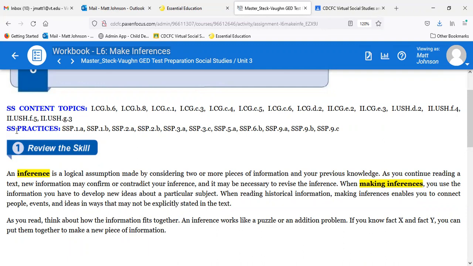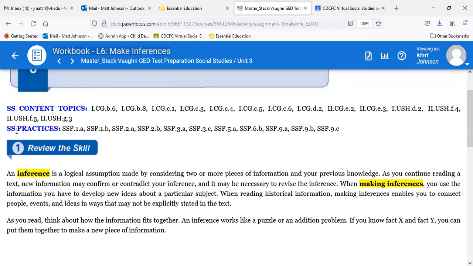When making inferences, you use the information you have to develop new ideas about a particular subject. When reading historical information, making inferences enables you to connect people, events, and ideas in ways that may not be explicitly stated in the text. And that's also where it comes into play, where the more we learn about history and these historical events and these people, you're building that knowledge so that you can also make inferences when you do receive new information that expands on what you already know.